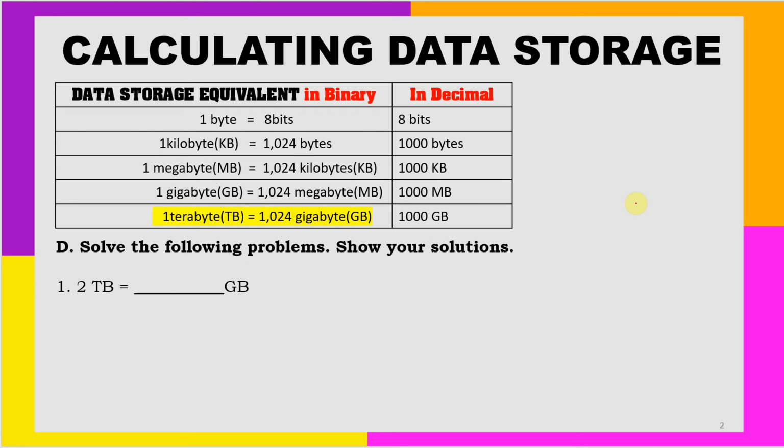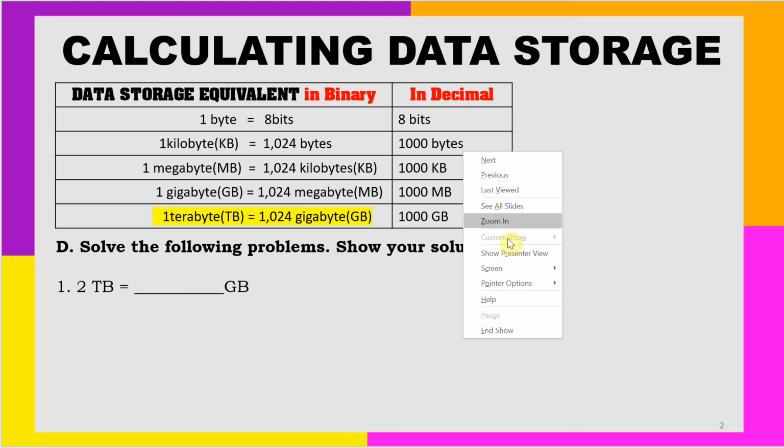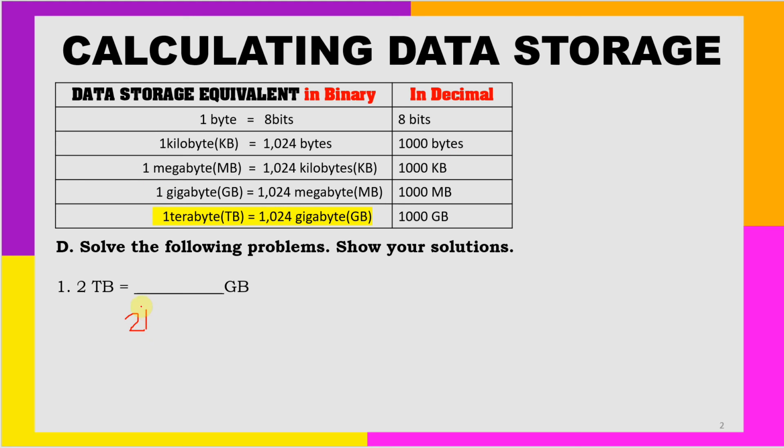Okay, another example. Okay, this is the last one. 2 terabytes, that means 2 trillion bytes, is equal to blank in gigabytes. So here, copy the given 2 terabytes. Example, if you have a flash drive with this capacity, 2 terabytes, times the table of equivalence in binary, that is 1 terabyte is equal to 1,024 gigabytes. So you have a direct relationship between the two. So that is the equivalent.